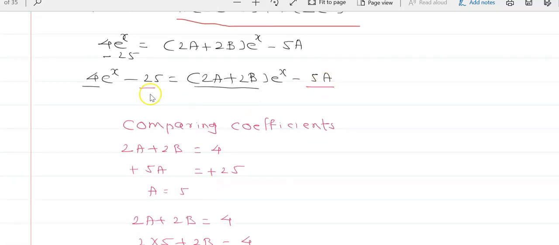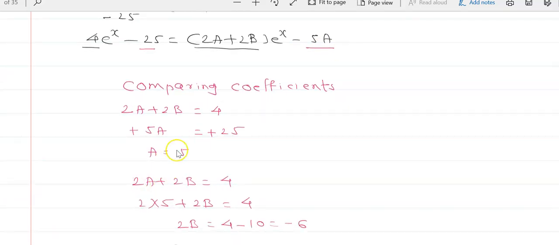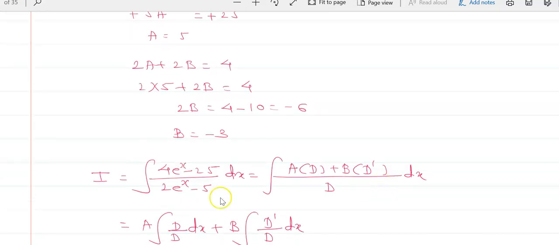And what about the constant? Minus 25 is equal to minus 5a. Therefore, 5a is equal to 25, so a is equal to 5. Substitute the value of a, and you will get the value of b, which is minus 3.